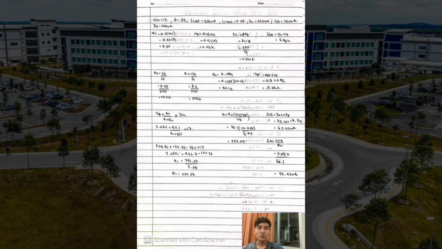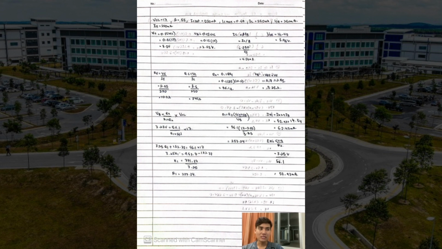milliampere. So as we know, if we want to get IE, we have to use IC plus IB, which IE is equal to 250 milliampere. So the way to get VC is 0.5 times VCC, which is 0.5 times 17, and we get 8.5 volt. So VE is 0.15 VCC, which is 0.15 times 17 is equal to 2.55 volt.